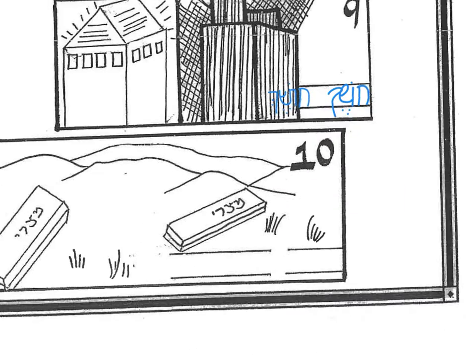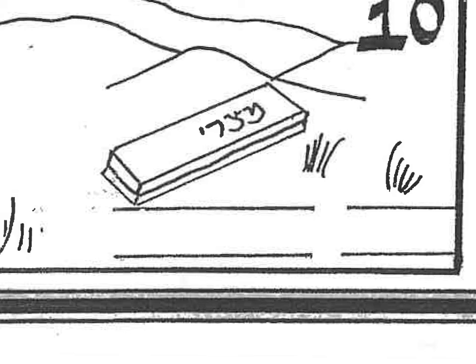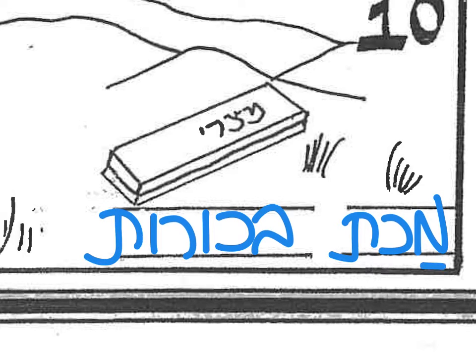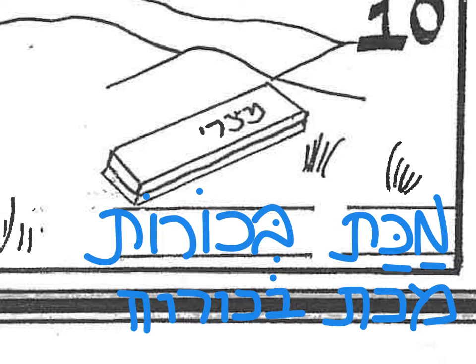And finally, number 10 is Makat Bechorot. The plague of the firstborn, or you could write it without cursive. Makat Bechorot. Okay, so now you have the 10 plagues.